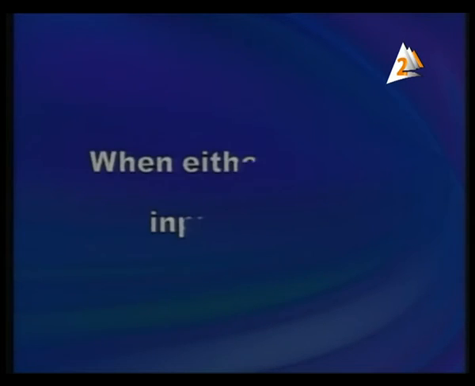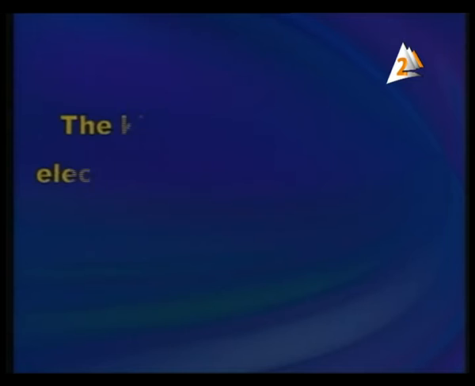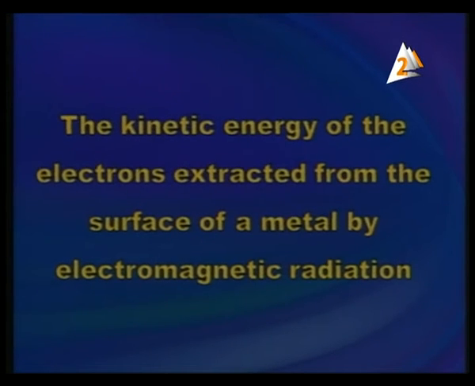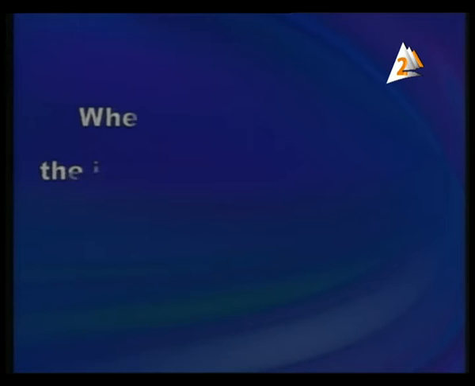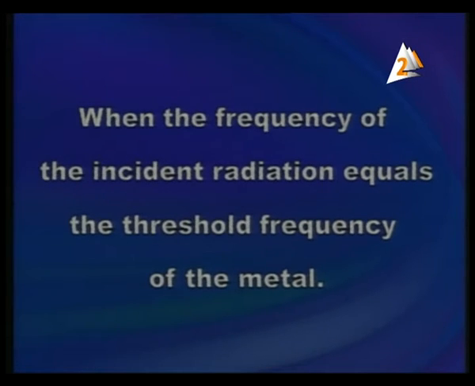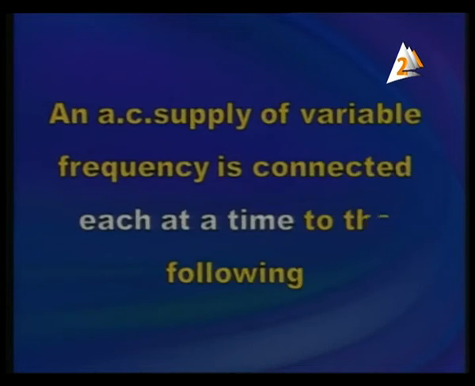When is the output of an AND gate equal to 0? When either input is equal to 0. When does the kinetic energy of the electrons extracted from the surface of a metal by electromagnetic radiation equal 0? This happens when the frequency of the incident radiation equals the threshold frequency of the metal. Electrons are ejected but with 0 kinetic energy. We've got a very important question now.